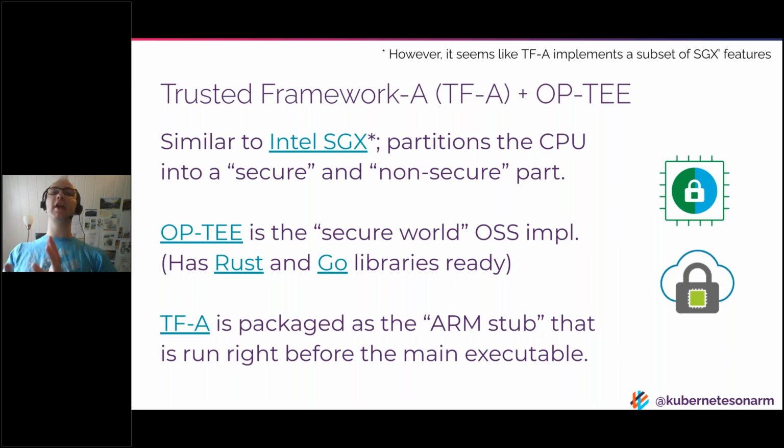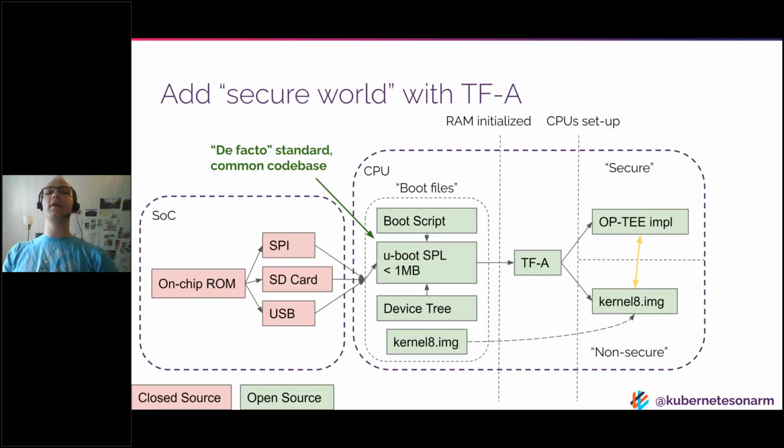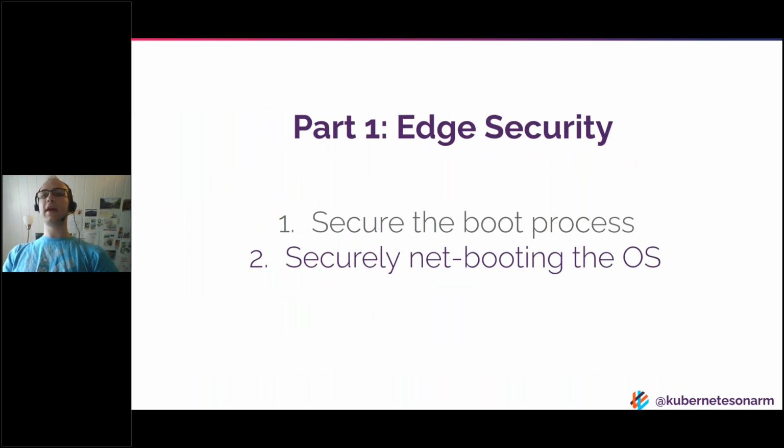TFA provides a communication channel between the secure world and the non-secure world, which is your normal Linux in this case. TFA is packaged as this ARM stub that we saw earlier, that is run right before the CPUs are set up. So now if we change the picture a bit, then U-boot, instead of just a generic ARM stub, calls TFA. And TFA partitions the next step into a secure world and a non-secure world, starts both of them and facilitates a communication channel between them. Cool.